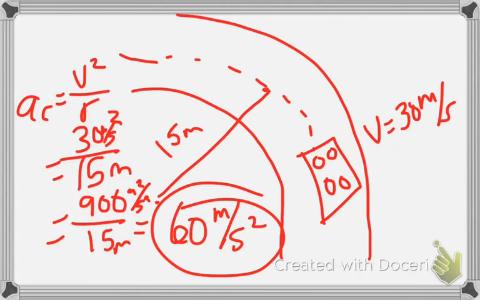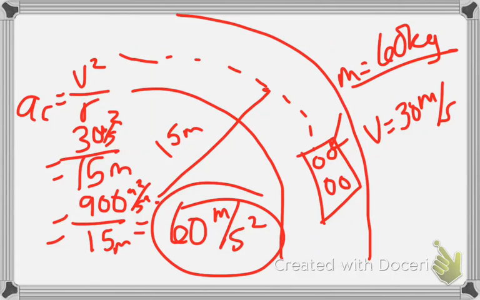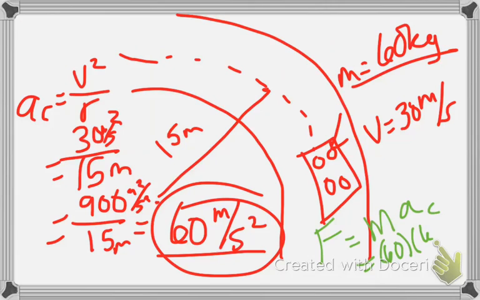So what is our force? Well, if we're talking about the force on you, maybe you have a mass of, let's say, 60 kilograms. So if you have a mass of 60 kilograms and an acceleration of 60 meters per second squared, what is the force that's causing you to make this turn? Well, it's mass times the centripetal acceleration, or 60 times 60, which comes out to be 3,600 newtons.